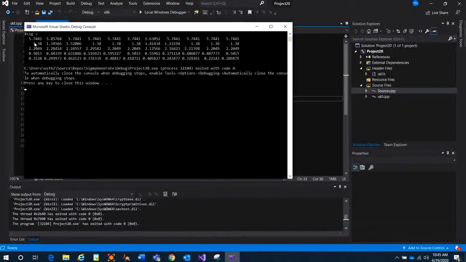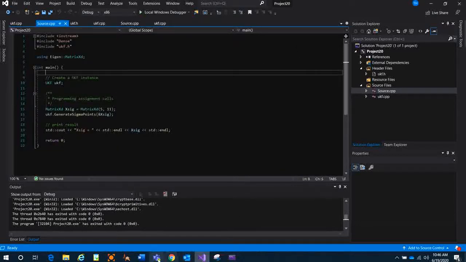Okay, you can see that we created the sigma points. The first is the mean state, then the other sigma points, a total of 11 columns and 5 rows. Each column includes the state vector variables: PX, PY, V velocity, yaw, yaw rate. That's the basic way to generate sigma points.